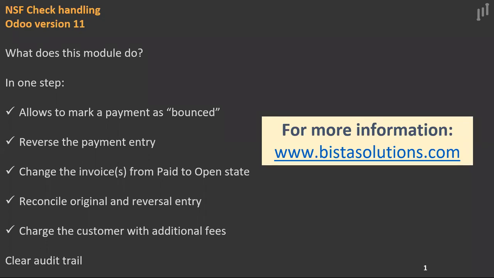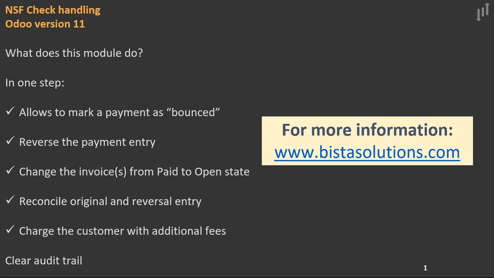In this video, I'm going to show the NSF checks handling feature. We have developed this for version 11 Enterprise. It can be used for Community instances as well. What is an NSF? NSF is a non-sufficient funds check returned by the bank due to insufficient funds in the customer account. So if you have an invoice, for example, paid, and we get this check returned by the bank, what do we do in Odoo?